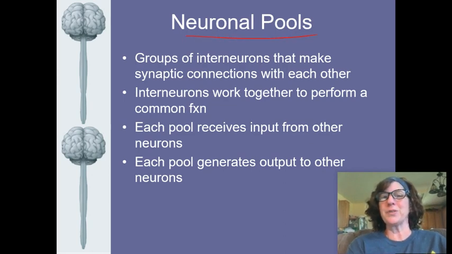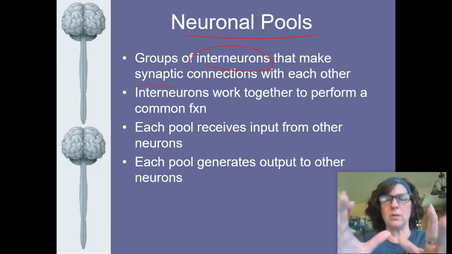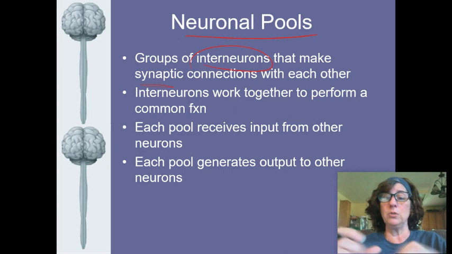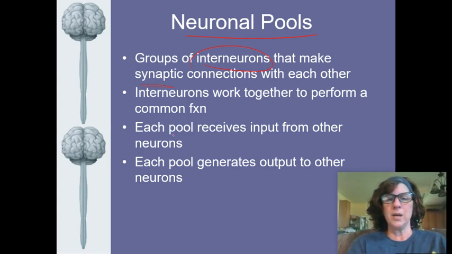All right, pools, neuronal pools. These are just groups of these interneurons that all have to make sense of what's going on in your environment. So they're all kind of working together through little synaptic connections to come up with a general picture of what is happening to you and what information is coming in and how you need to respond to that. So each pool is going to receive input from other neurons, and it's like speaking chemically back and forth through each other through these synapses.